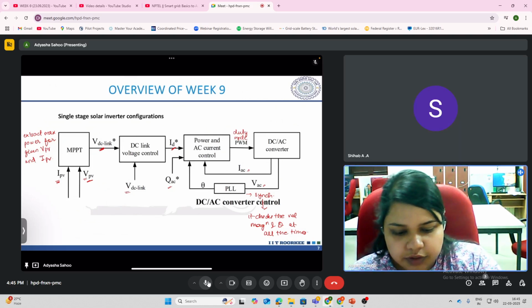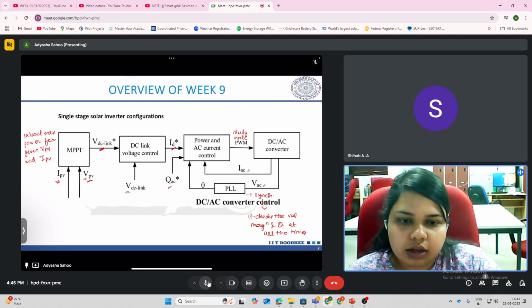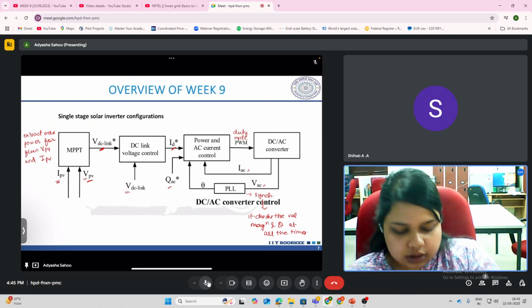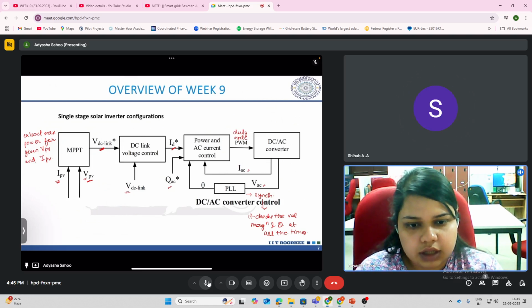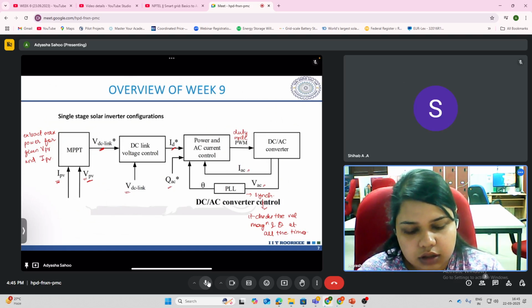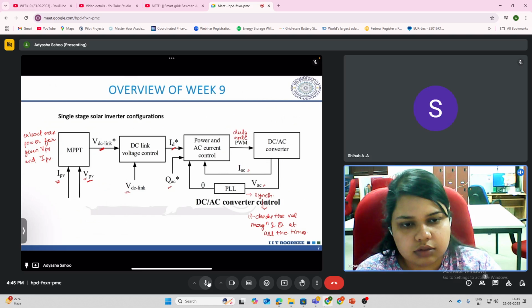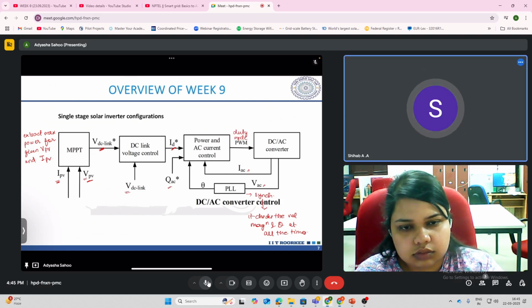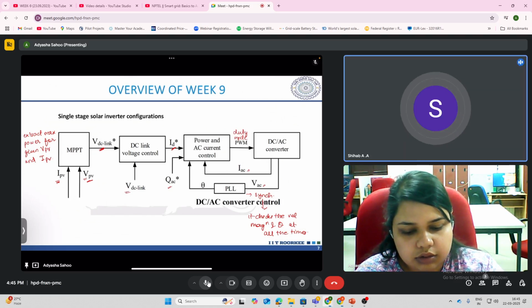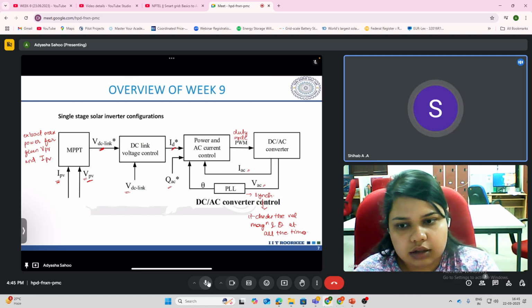This is called the phase lock loop. It checks whether the PV and its converter are in synchronous operation with the grid. So the PLL basically checks the voltage magnitude and theta at all times to ensure that these two systems are synchronized. Magnitude and the angle.